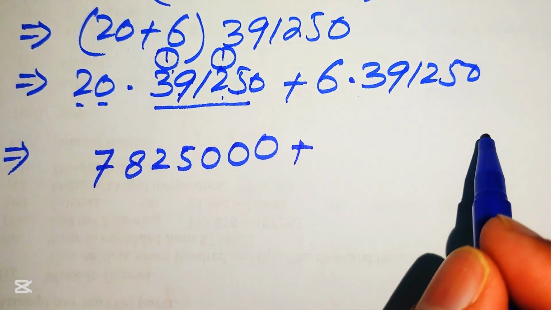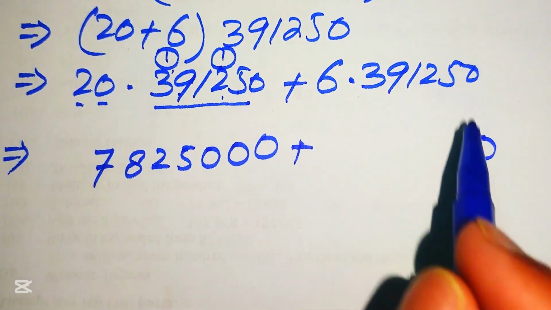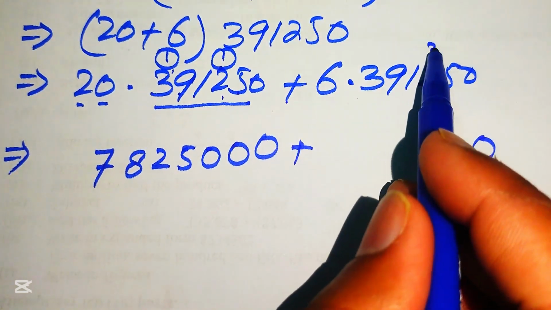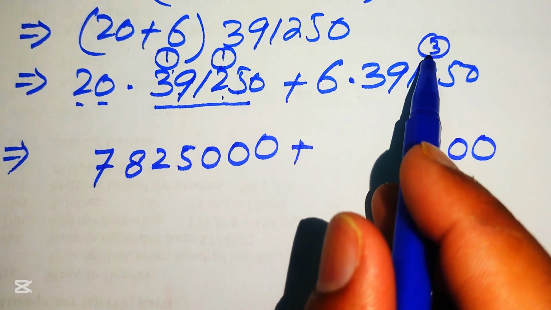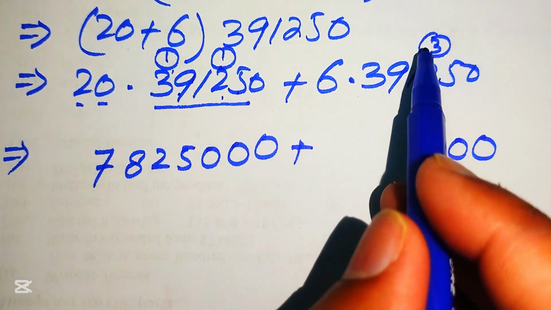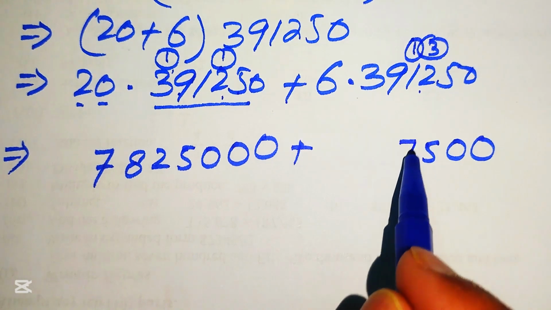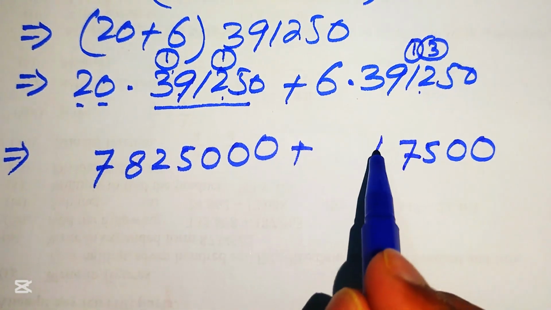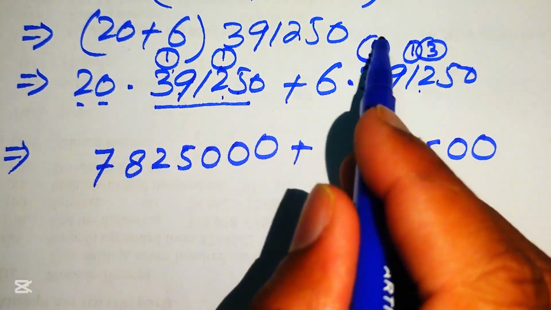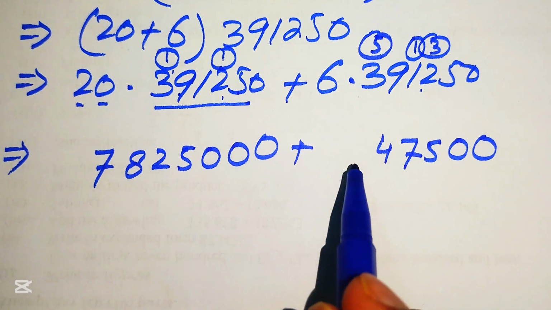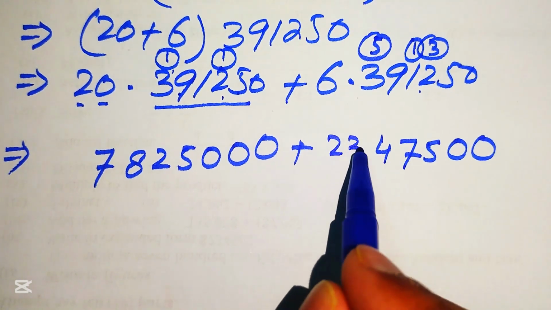This 6 times 0 becomes 0. 6 5s are 30. We write 0 and carry 3. 6 2s are 12, 12 plus 3 becomes 15. We write 5 and carry 1. 6 1s are 6, 6 plus 1 is 7. 6 9s are 54. We write 4 and carry 5. 6 3s are 18, 18 plus 5 becomes 23.